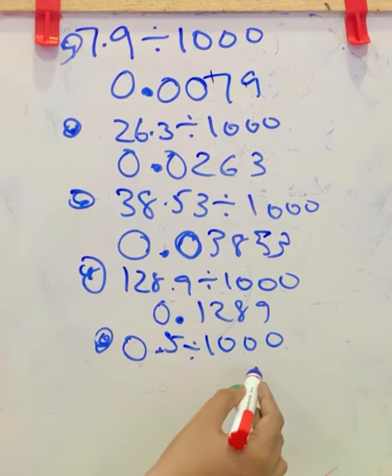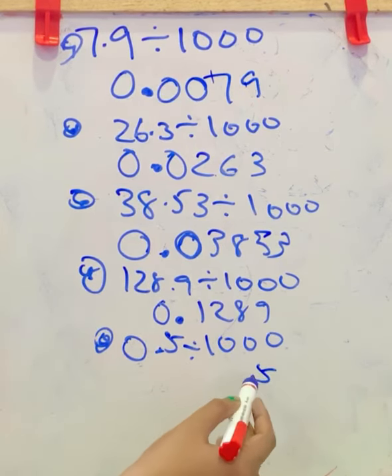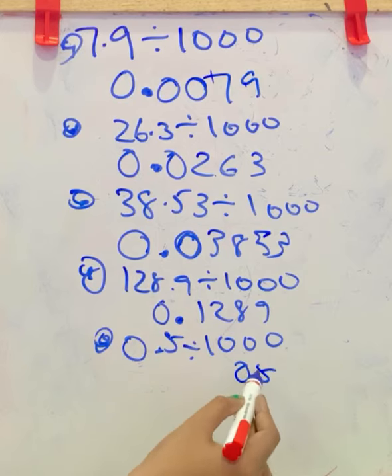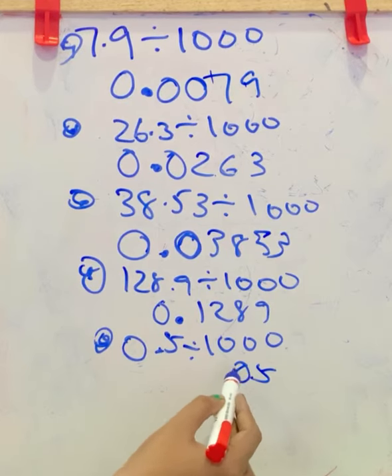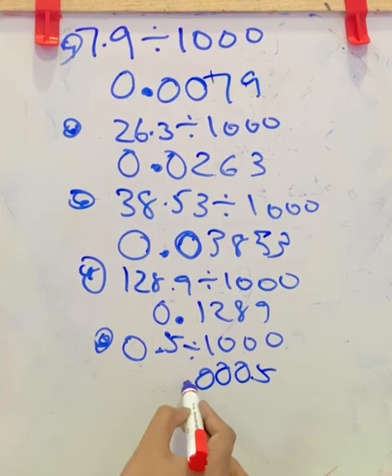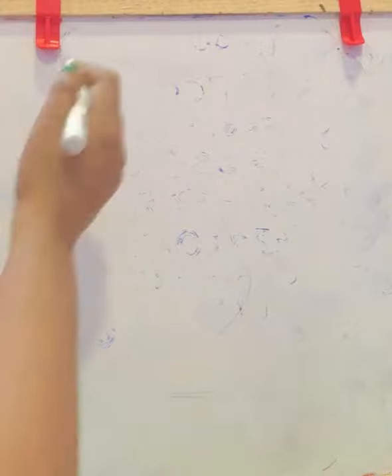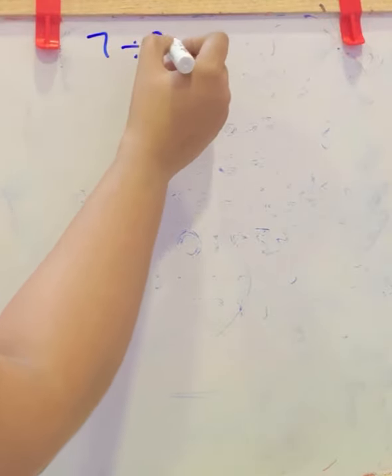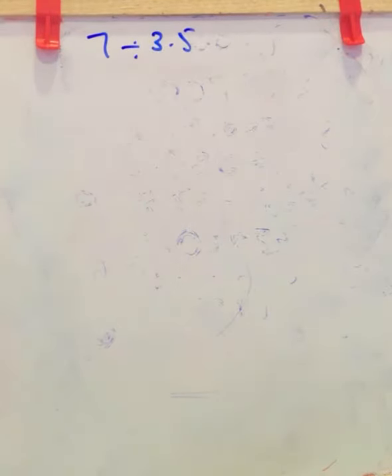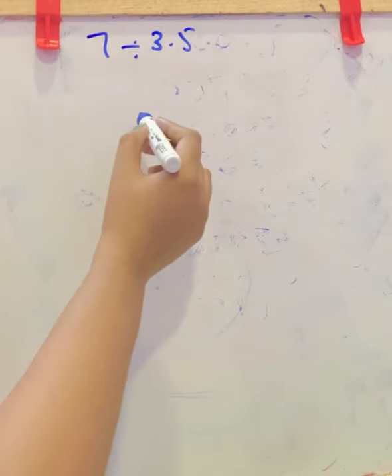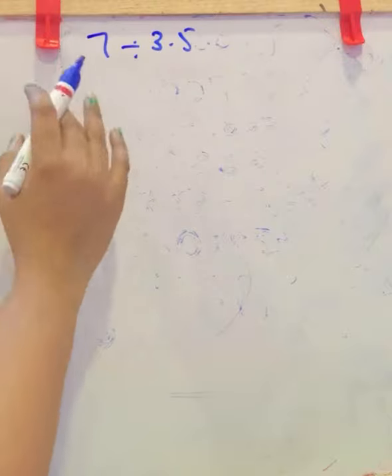Now from here decimal will move 3 places. Here is the decimal moving 3 places. 1, 2, 3. It reaches here. 0.0005 is the answer. Next, 7 division 3.5. Here we have two methods to do this. In first method, it is the easiest method.